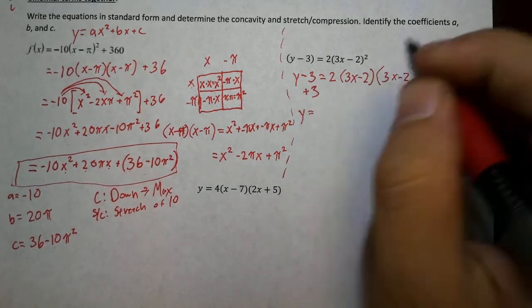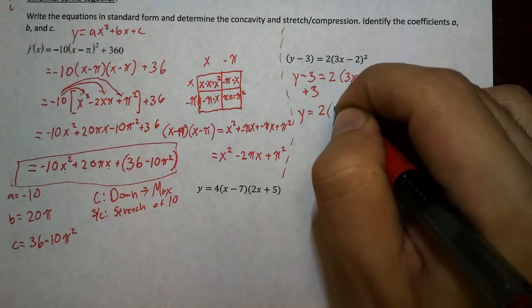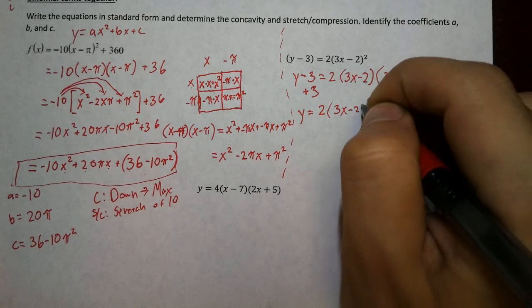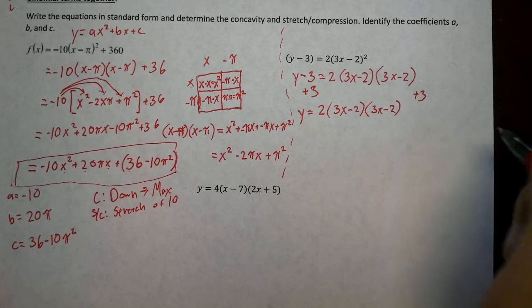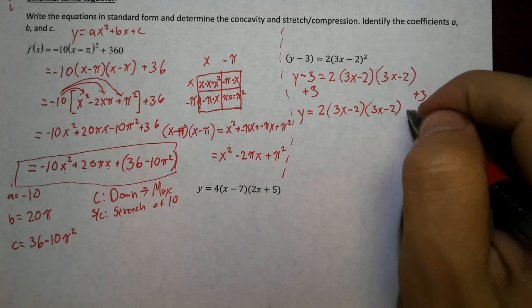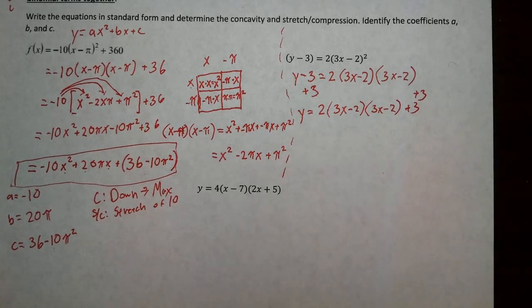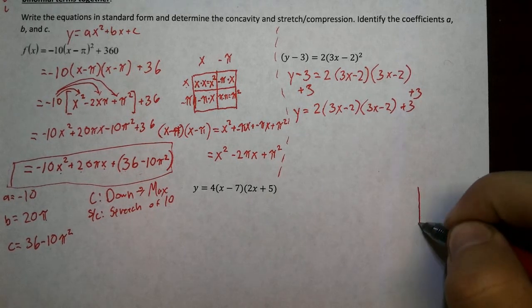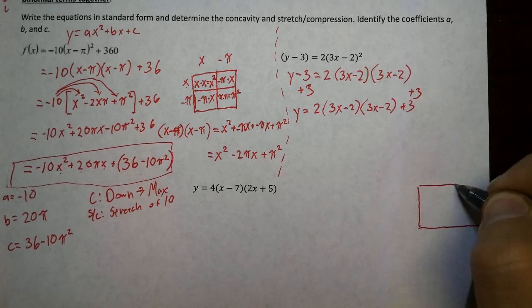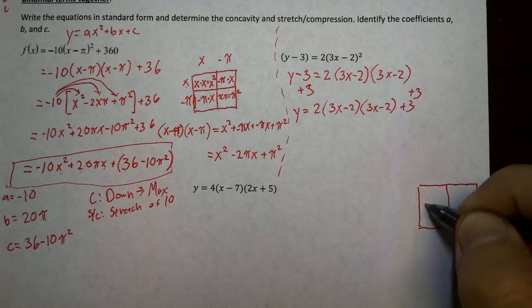So y equals 2 times (3x minus 2)(3x minus 2). Those are being multiplied together, of course, and then plus 3. Okay, so now let's go ahead and do that binomial multiplication. Good old binomial multiplication.